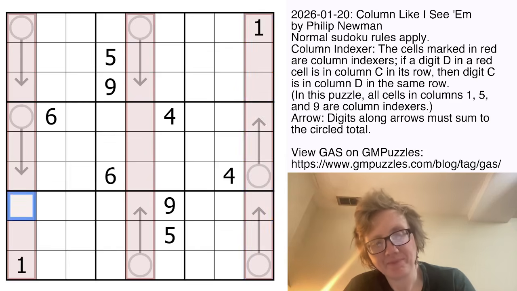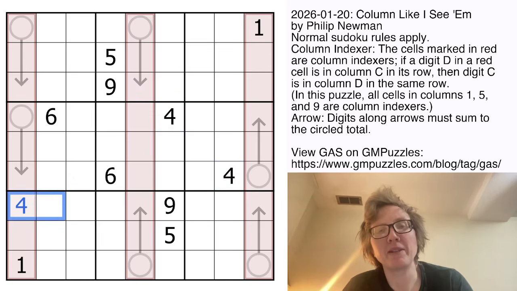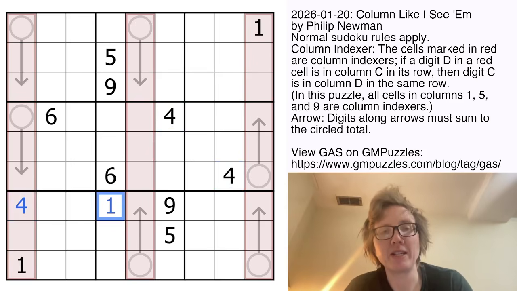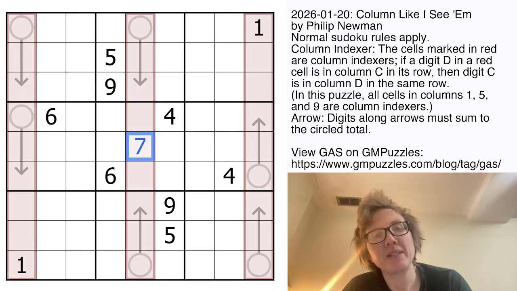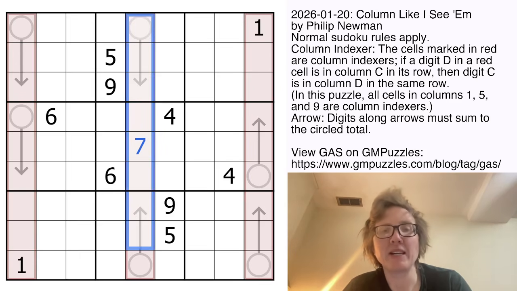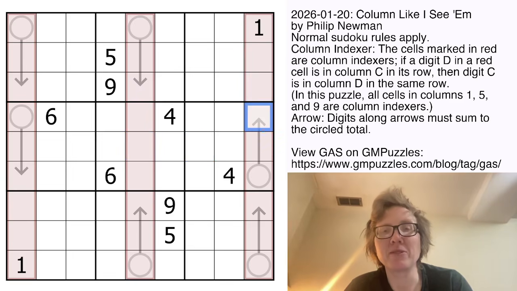So for example, if we look at column 1, if we were to put, say, a 4 here, that 4 in column 1 would be telling us where the 1 goes. So it's indexing the 1. So the 1 would be in the 4th position from the left, so we'd put a 1 there. Or over here, if we had a 7 in that cell, that's in the 5th column, and it would be telling us that the 5 was in the 7th cell from the left, so the 5 would be right here. The same thing's true with 9: if this was an 8, that would be telling us the 9 was in the 8th cell from the left, so that would be right there.